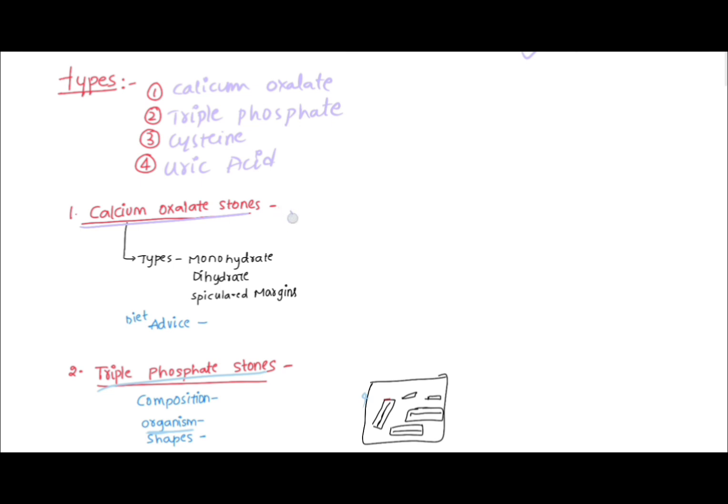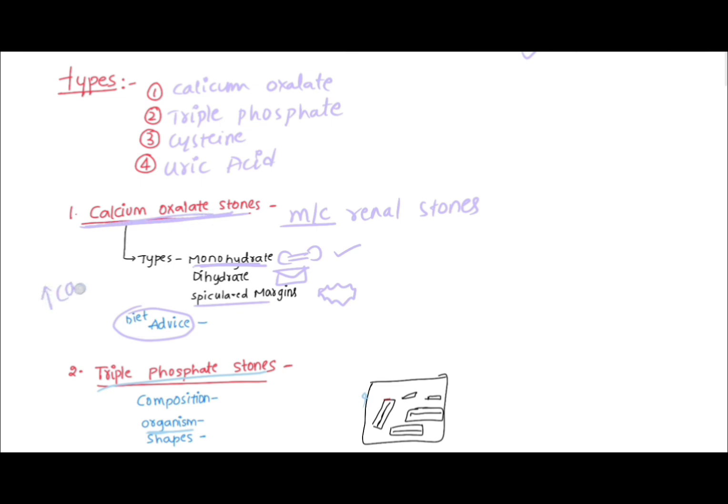So first one is calcium oxalate stones, which is the most common type of renal stones. There are various types of calcium oxalate stones based on the structure. Monohydrate stones are of dumbbell shape, dihydrate stones are envelope shape, and spiculated ones have irregular margins. Monohydrate stones are the hardest stones. And what do we advise for the patient with calcium oxalates?